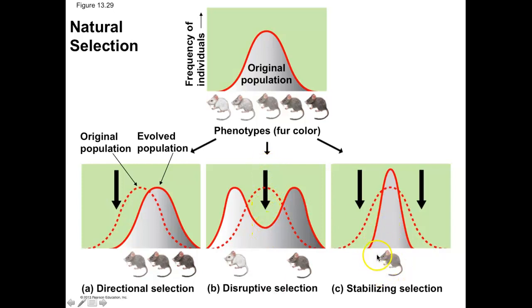And then you have stabilizing selection, where you select for that mean. So the dark mice and the light mice both show up, the owls eat them, and in this scenario it really favors the intermediate mouse, which is not easily seen by the owl. And so that's stabilizing selection. Remember that these three graphs show directional selection, disruptive selection, and stabilizing selection, and this is part of natural selection.